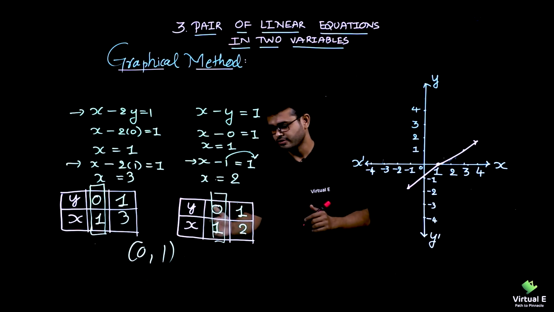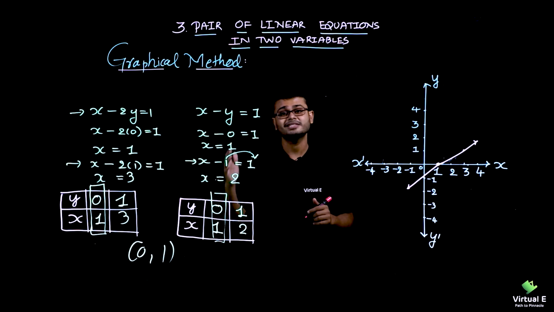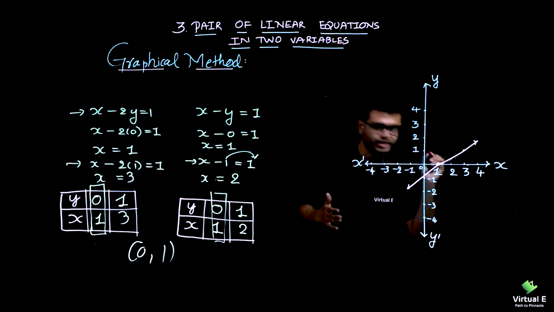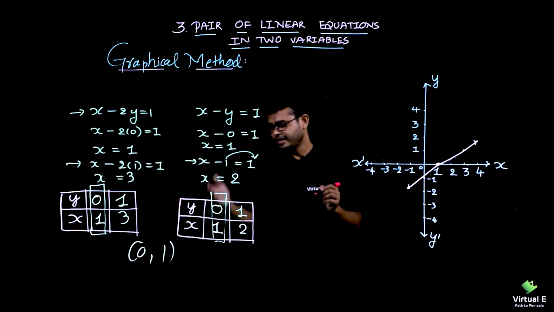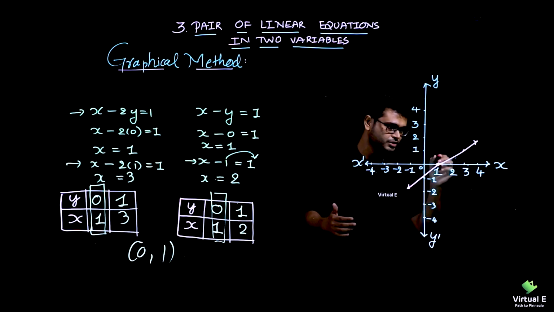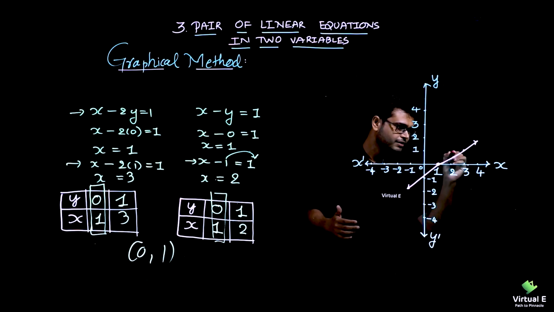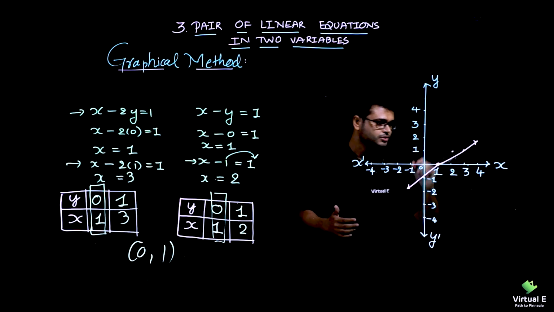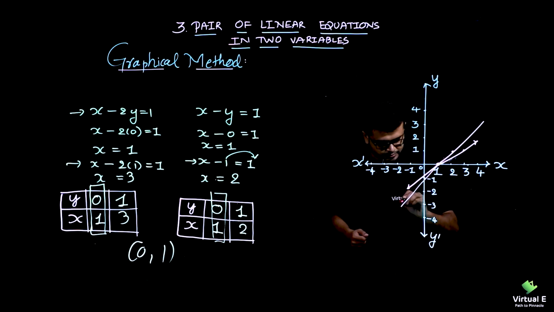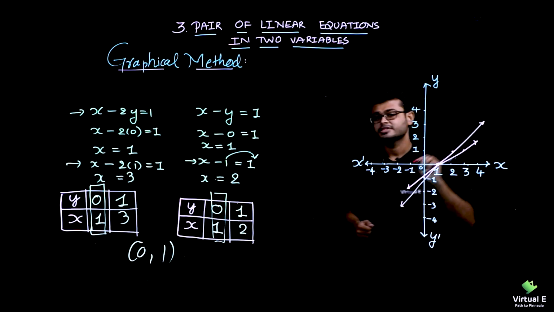Y is equal to 0, x is equal to 1. Again the same point will lie on x-axis. So this is the point again which is coming over here. And let's do for the another coordinate, which is y is equal to 1 and x is equal to 2. So y is equal to 1 over here and I will go till 2. So if I connect those points, I will get another straight line.